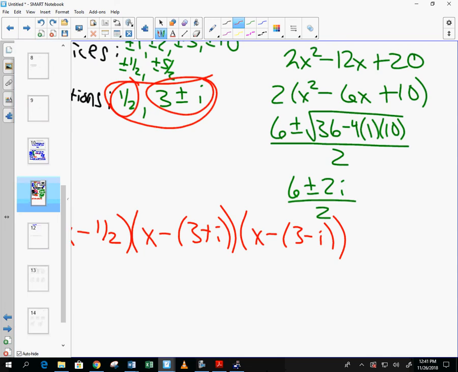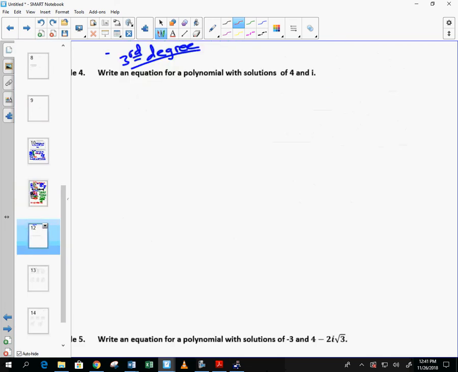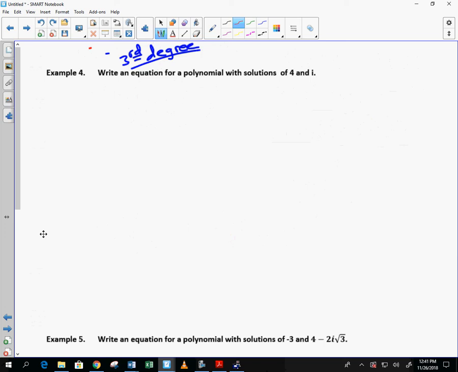All right, should we try something easier? Let's go backward. I gave you the polynomial, and you found the solutions. How about now I give you the solutions, you find the polynomial? Sounds super complicated, but it's really not difficult at all. Write a third-degree polynomial with solutions of 4 and i.